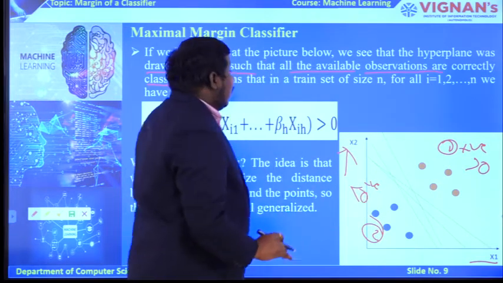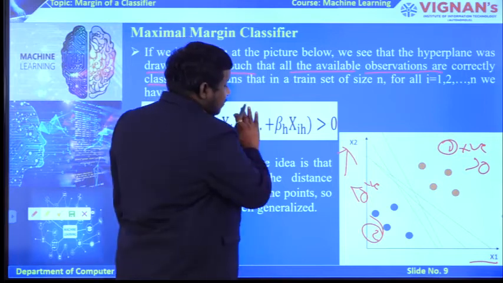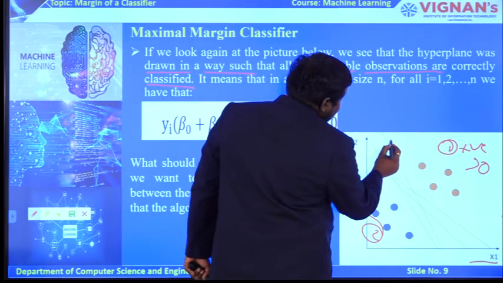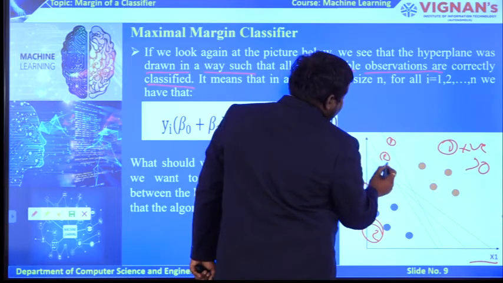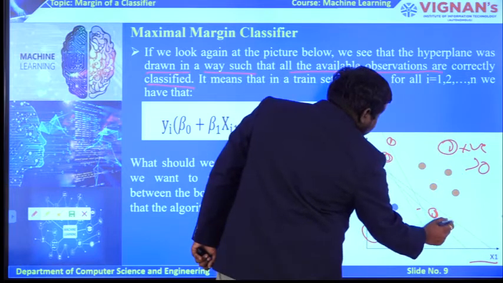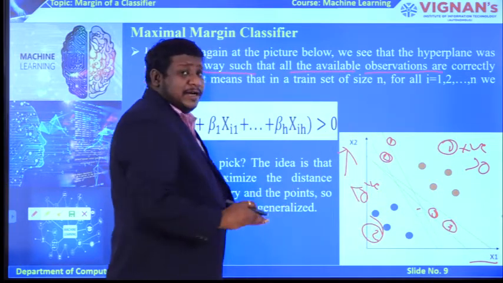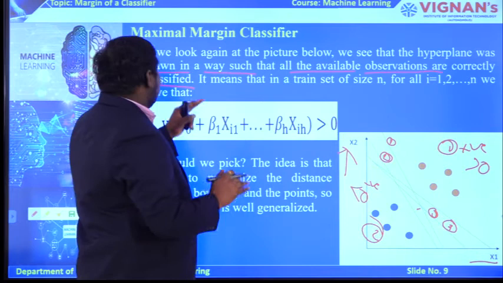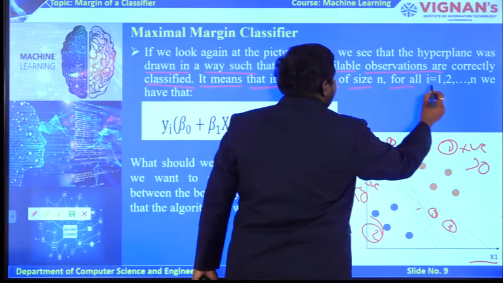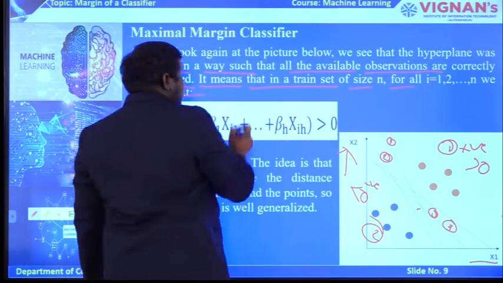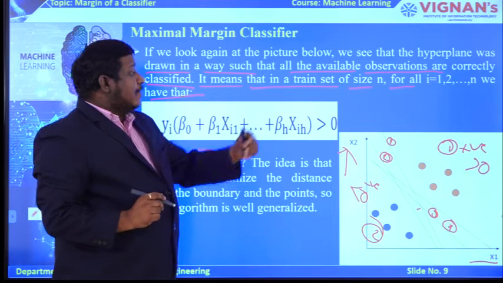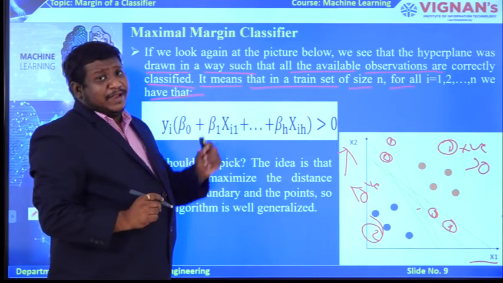This is clear. Now we have made many observations for several variables, and we have run many hyperplanes. This is hyperplane 1, 2, 3, and this is 4. So four hyperplanes we have run for the different variables. It means that in a training set of size n, for all i equal to 1 to n, we have that. That means the value i varies from 1 to n.